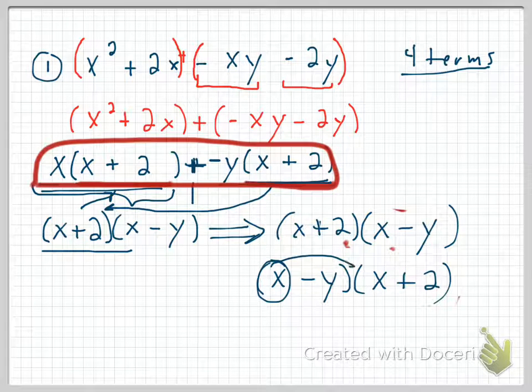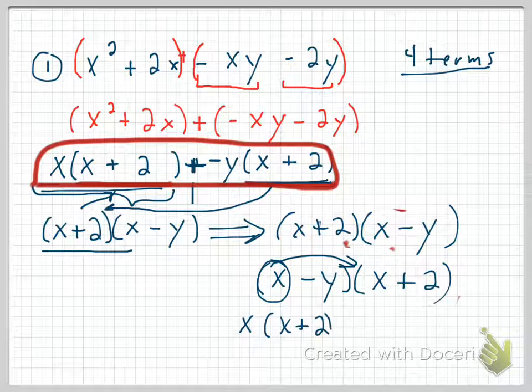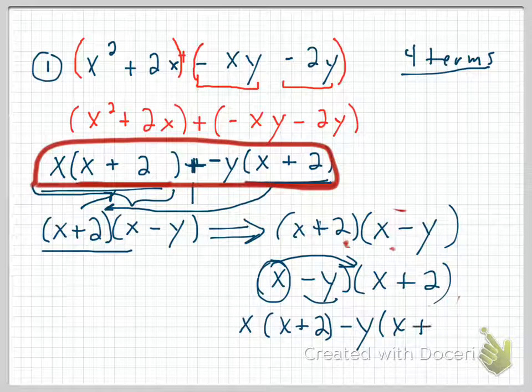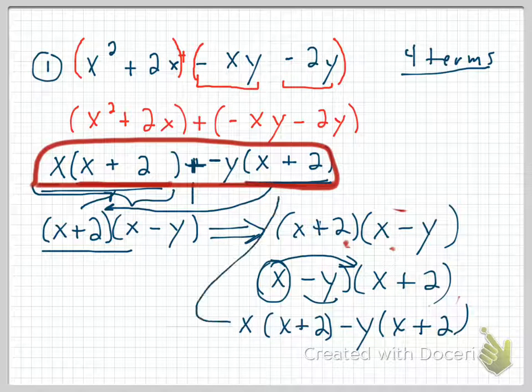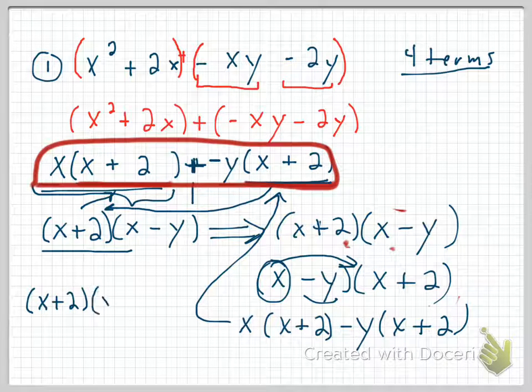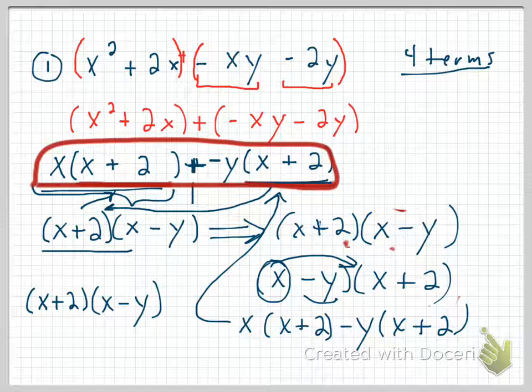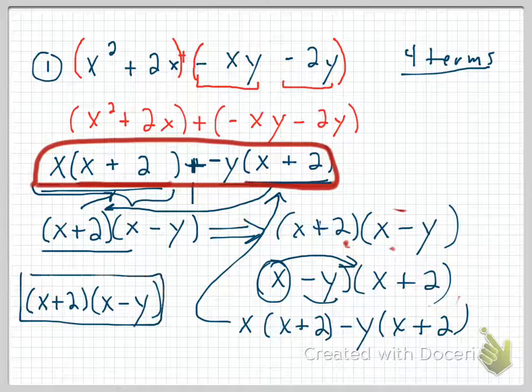Distribute the x, you take x times all that, you get x times x plus 2. And then distribute the negative y, and you get negative y times x plus 2. And so that is up here that I circled in red what we started with. So our final answer for this, by doing this grouping by terms, is x plus 2 times x minus y. Our big clue to do this is this fact up here, that we had 4 terms to start with.